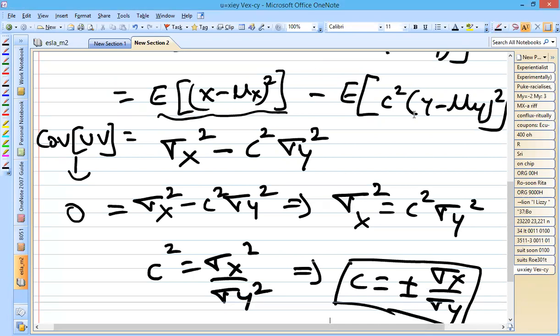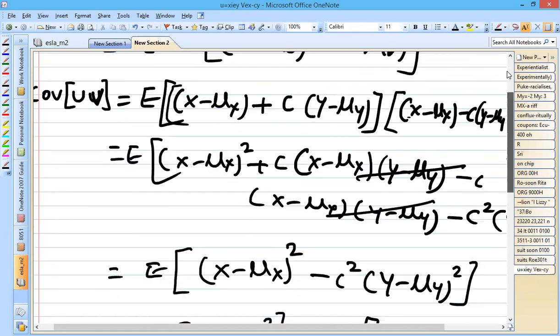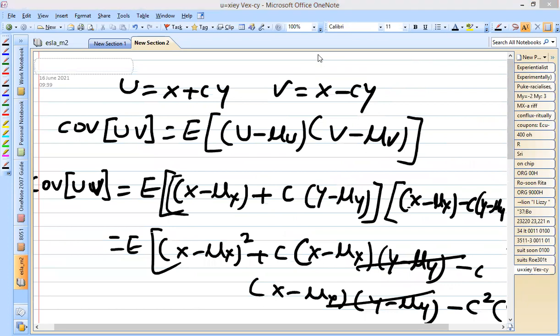I'll just repeat the problem. Here we are given the mean and variance for the random variables x and y. Given this, we are asked to calculate the value of c for which u and v are uncorrelated. Here the transformation function for u and v is given. In order to have the variables u and v uncorrelated, we must have the covariance value as 0. So first we need to get the equation of covariance between the random variables u and v.